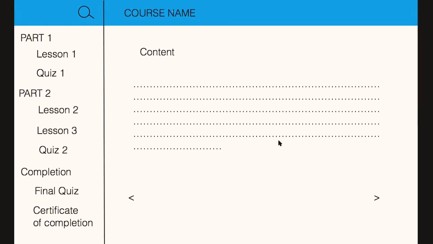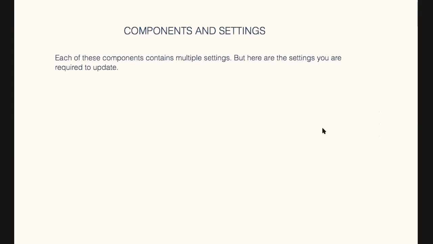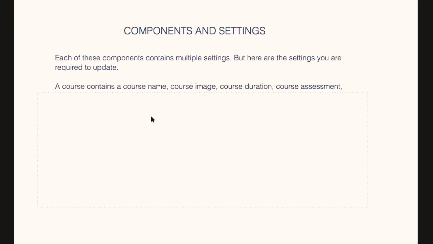So let me show you the different settings that you should be focusing on for a course. Each course contains a course name. You should update your course name, your course image, the course duration, the course assessment, the course pricing, and then the course category. There will be a course about how to actually do this, and you'll visually see each of these items, how they look and how you can update them.